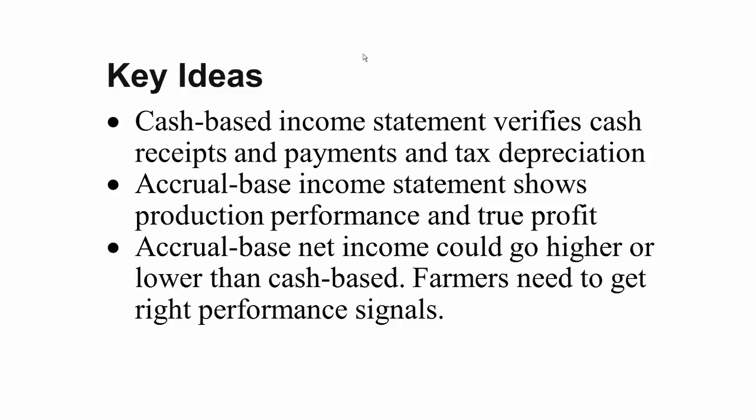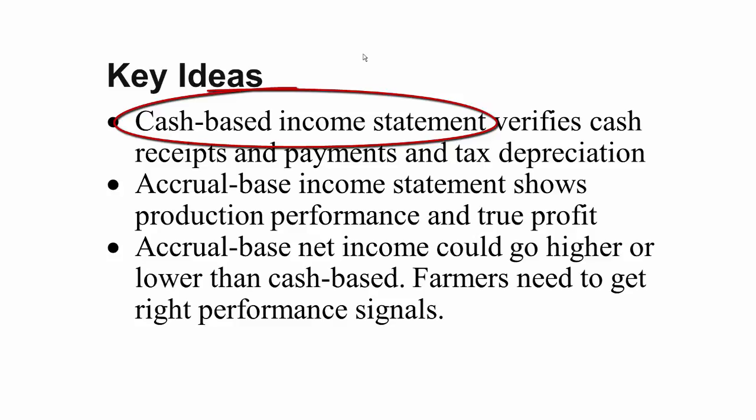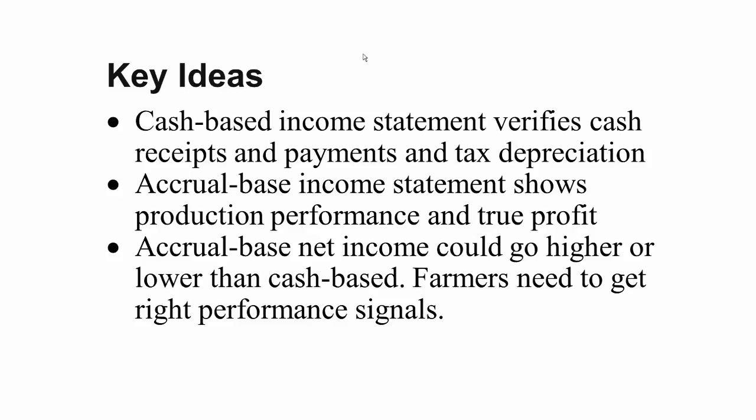In conclusion, let's remember the following key ideas. A cash-based income statement just provides verification of cash receipts and payments during the year and is mainly used for preparing the income tax Schedule F. Accrual-based shows production-based performance. It includes income and expenses in a specific period plus inventory adjustments for grain, feed, livestock, receivables, and payables. It shows true farm production and profit.